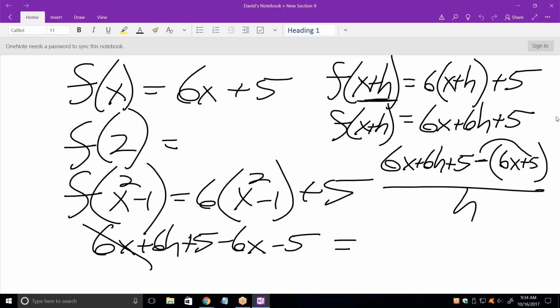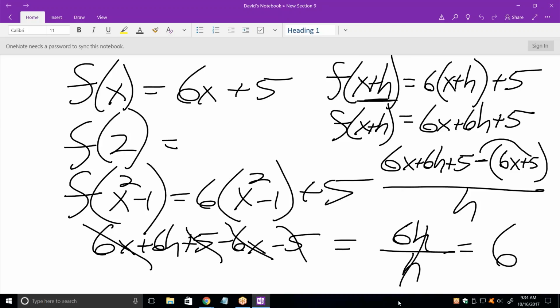Notice that everything without an h in it disappears. The only thing I have left is 6h in the numerator. And in the denominator, I have h. So the h cancels. So it's just 6. The answer is 6. And what you've done is taken the first derivative of the f function. That's how you take first derivatives.